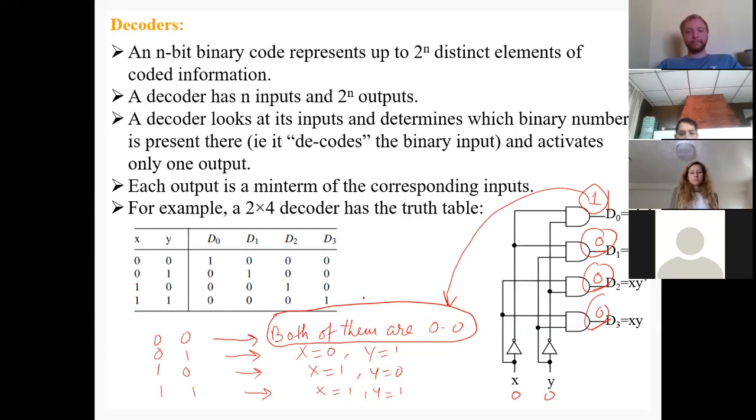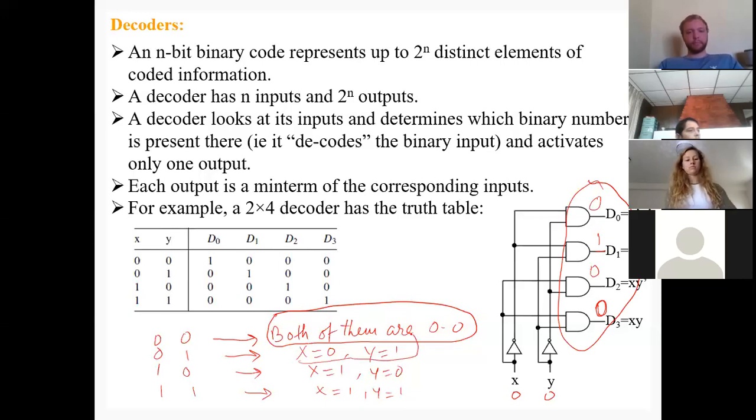Now let's talk about the next word here. When this is 0, this is 1, this is 0, this is 0, what is the language this guy talks? This means X is 0, Y is 1. This is the language.